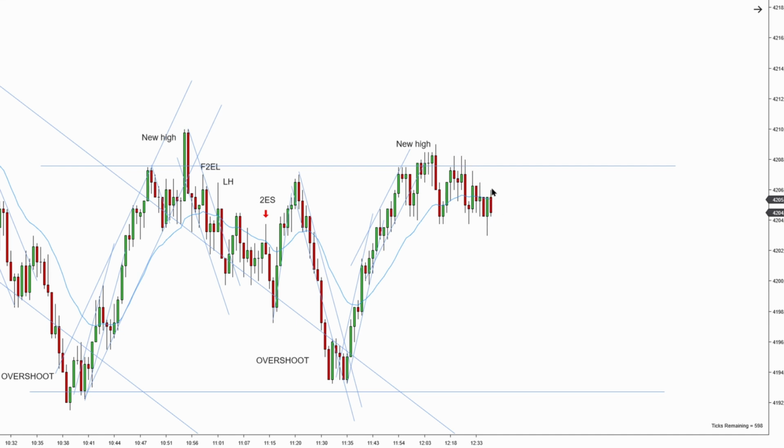I'm going to treat it as a failed second entry long, which is pretty good because you're bouncing off the range highs, and you can see there's a possible downtrend being formed like this. So this is a decent failed second entry short, but it is a little bit stacked.